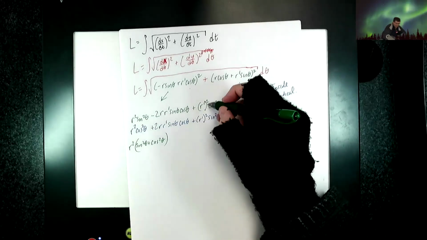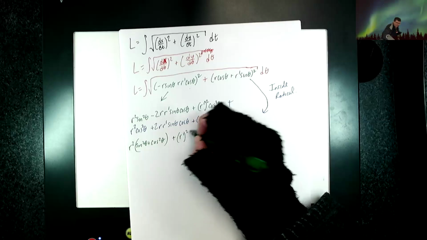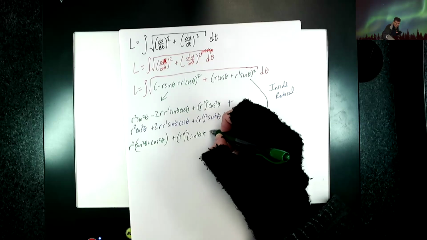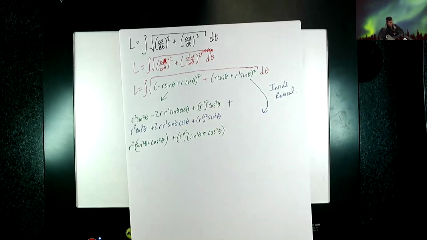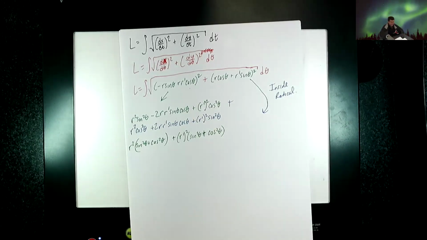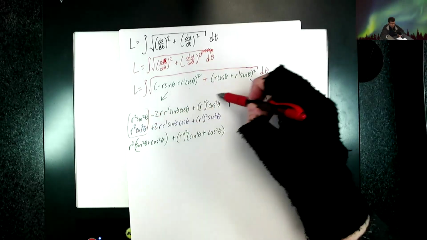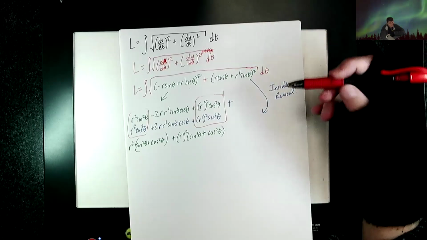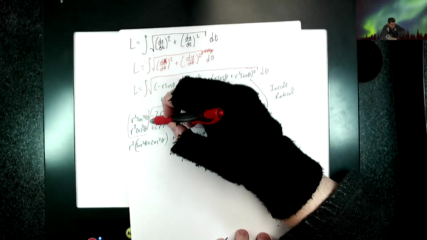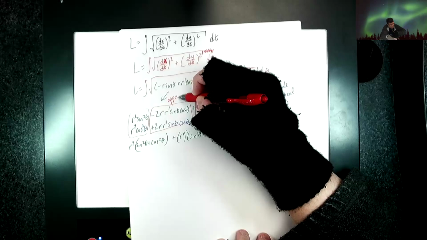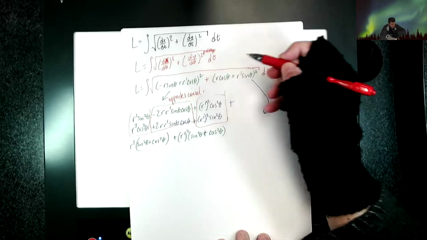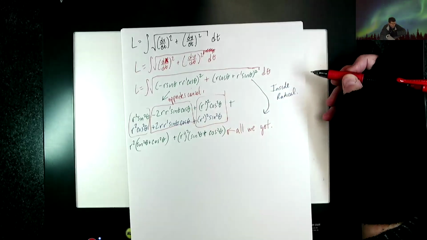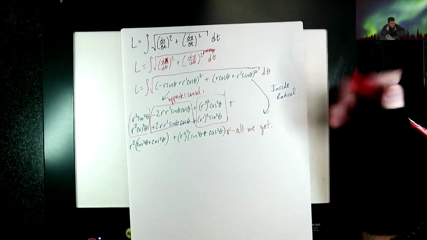I could also do the same thing on this one, right? So that addresses these two and these two. What about the two in the middle? They're opposites, right? They cancel. So this is all we got. And what's sine squared theta plus cosine squared theta?